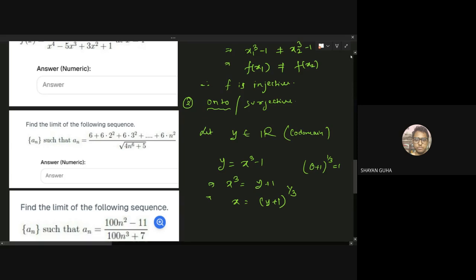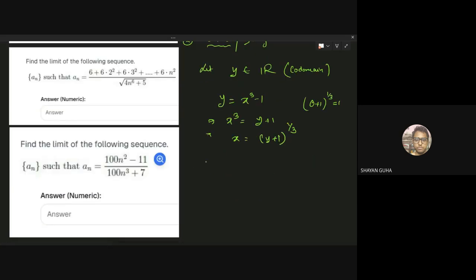I can show you. Let me give you an example, you will understand. Let's take y equals minus 28. I am taking this as an example. Then what is y plus 1?